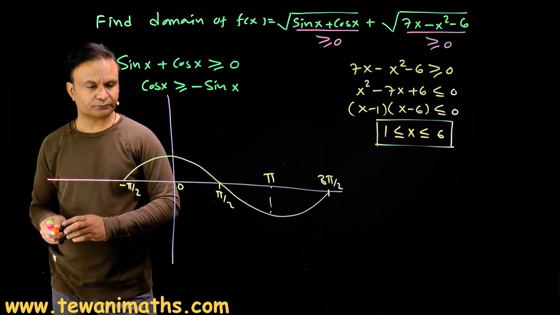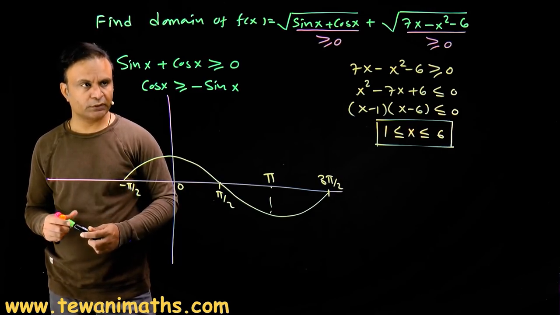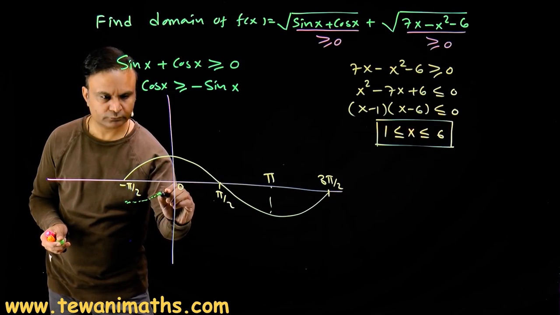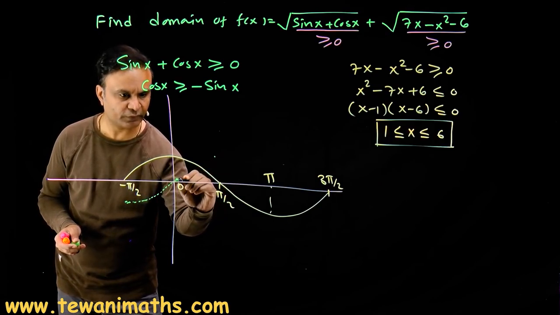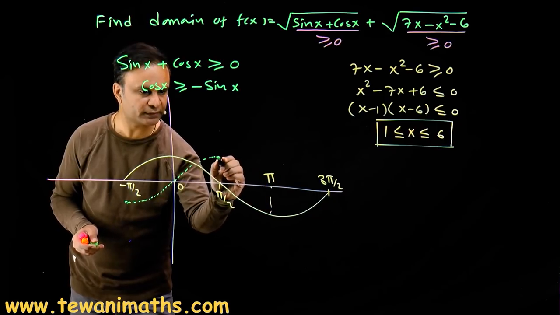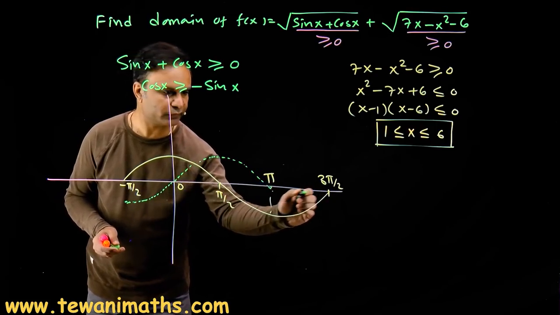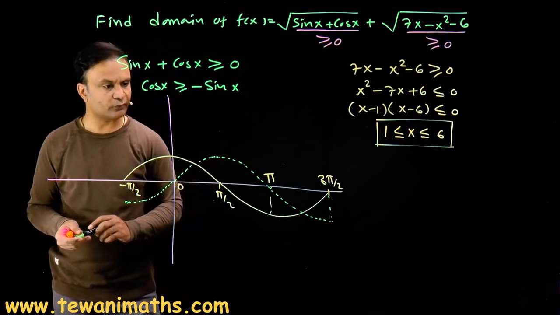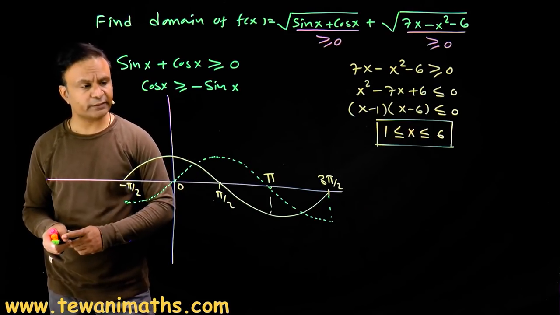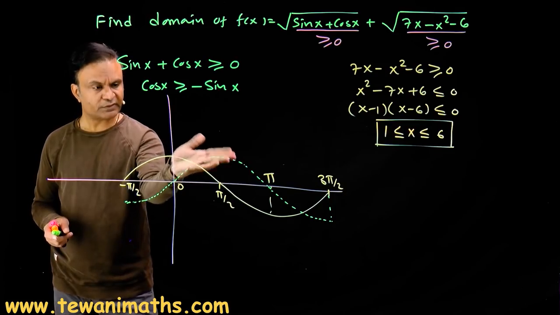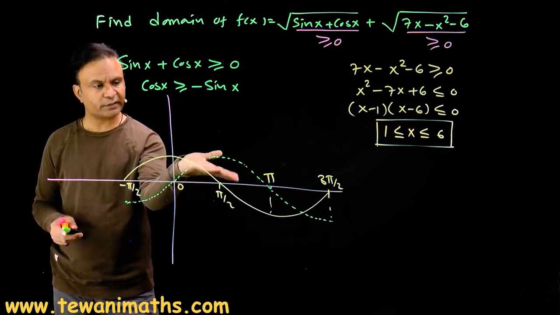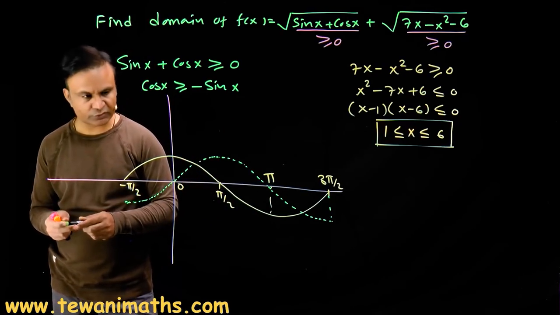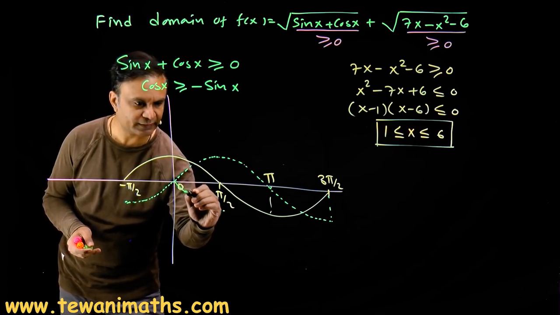Graph of minus sin x. How do you draw this graph? The graph of sin x is like this. Here we have 1, at pi sin pi is 0 and at 3 pi by 2 sin is minus 1. Okay, this is the graph of sin x. Then how do you draw the graph of minus sin x? You just flip this graph about the x-axis. We will flip this graph about the x-axis. Where sin x is positive, there minus sin x will be negative. So, this is the graph of minus sin x.